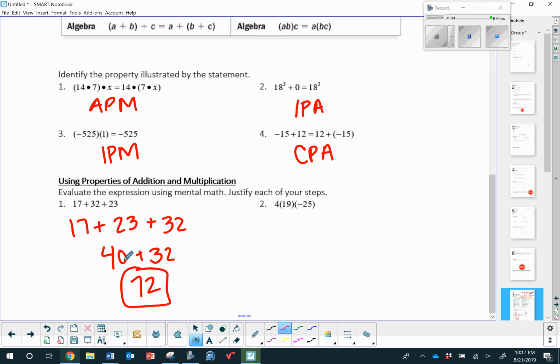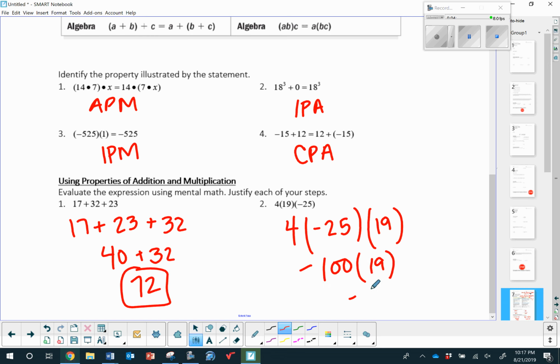Same thing with number 2. 4 times 19, I can't do that math in my head very quickly, and I may make careless errors if I do that, but I can do 4 times -25 pretty confidently. So 4 times -25 times 19. We know this is -100 times 19, and then we have -1900.